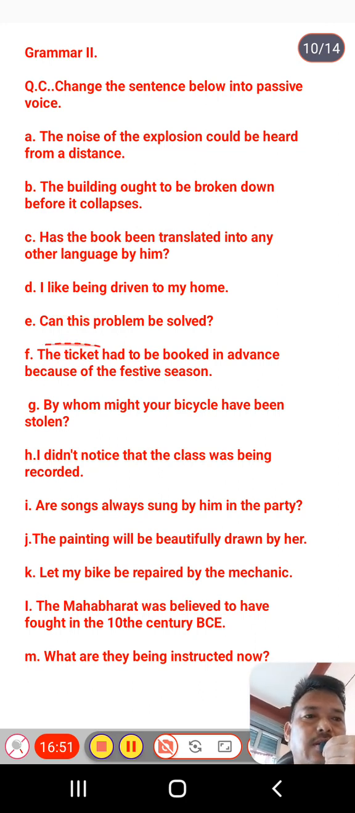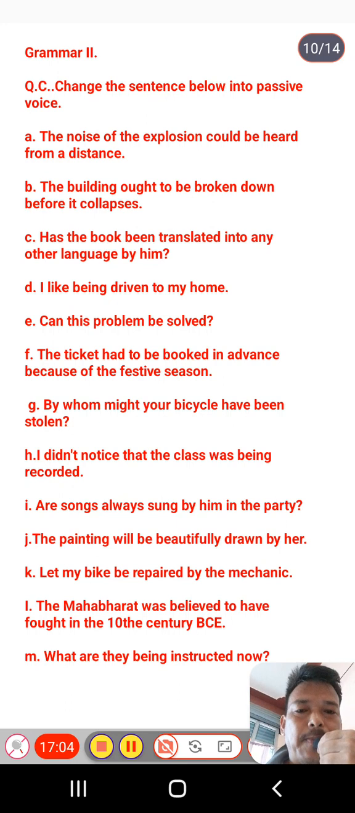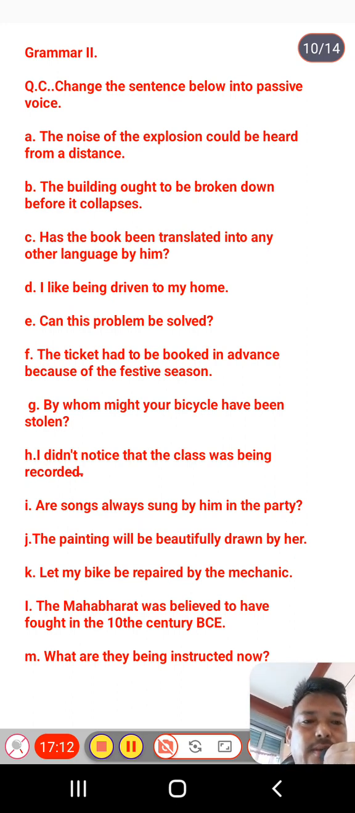E number, can anybody solve the problem? Can this problem be solved? We had to book the ticket in advance because of the festive season. The ticket had to be booked in advance because of the festive season. So G number, who might have stolen your bicycle? By whom might your bicycle have been stolen?